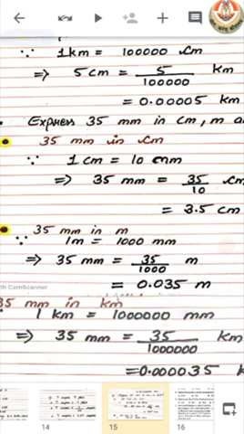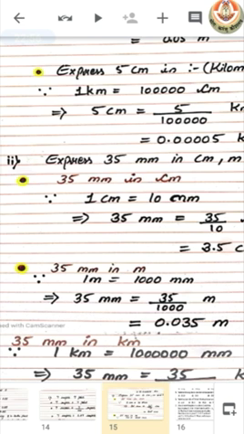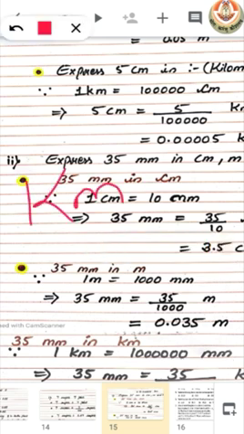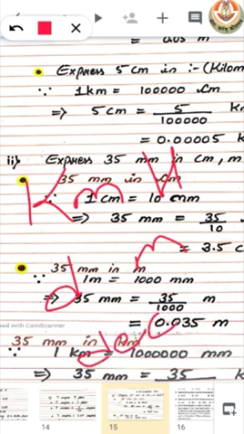For this we should know the unit conversion table, in which kilometer, centimeter and meter are given according to their level. First comes kilometer, then hectometer, then decameter, then the main unit, that means meter. After that we have decimeter, then centimeter, and then the smallest, which is millimeter.